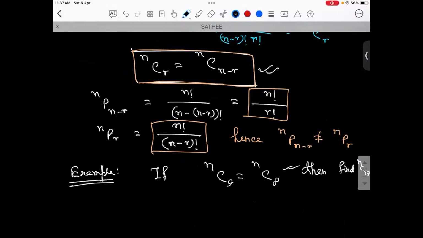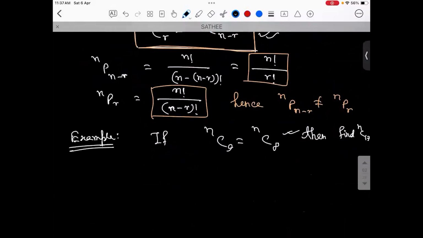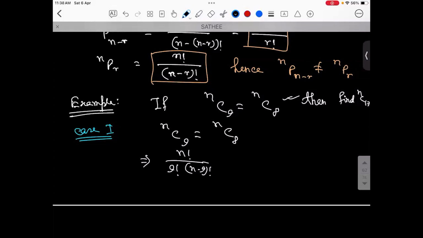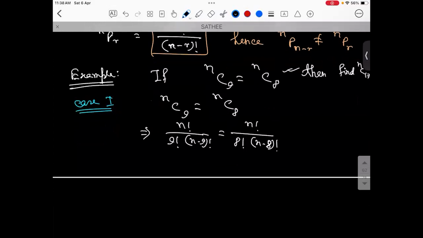In one case we can just use the formal definition of combination and find the n. So in the first case, let us say case one, let us use the formal definition of combination. So we get nC9 is equal to nC8. So this gives us n factorial divided by 9 factorial into (n minus 9) factorial. And this gives us n factorial divided by 8 factorial into (n minus 8) factorial.